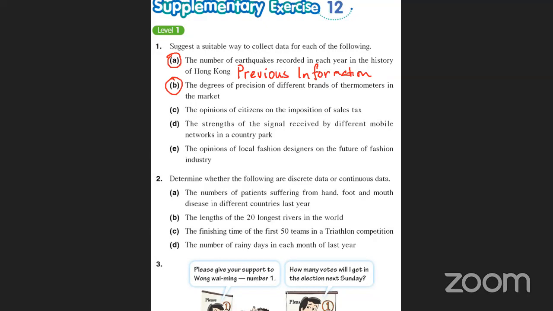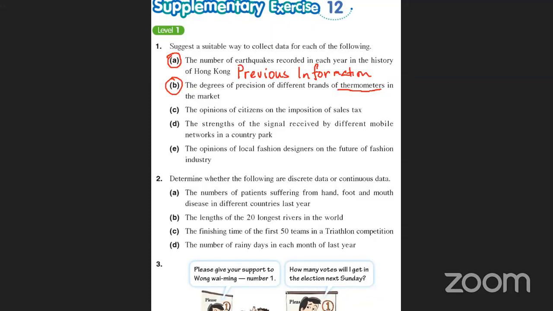And then how about this one? The degrees of precision of different brands of thermometers in the market. Let's talk about thermometer. What do you think? Interview. Do you know what is thermometer? Thermometer is the apparatus to measure temperature. The one for measuring whether you are having a fever or not, that one is clinical thermometer.